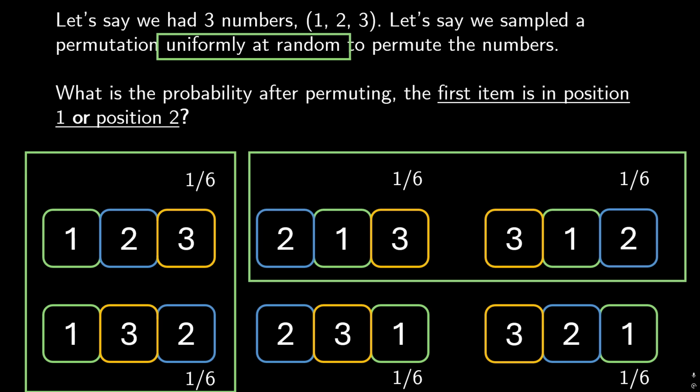The other way of doing it is that you might notice that these events are actually disjoint. I can think of this as 2 events. The first event is first item is in position 1, and the second event is first item is in position 2. Because these two sets of outcomes are disjoint, we can just add them up. In which case it would have been 2 over 6 plus 2 over 6, which still gives us 4 over 6 or 2 over 3. Okay.